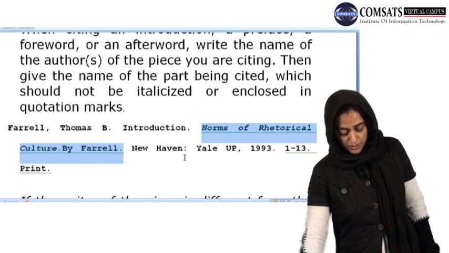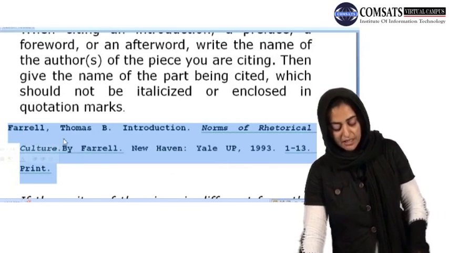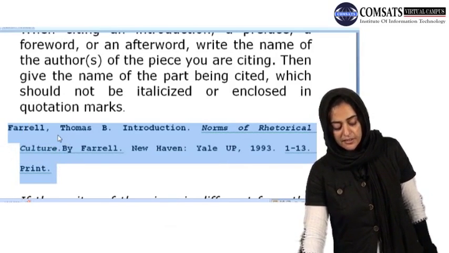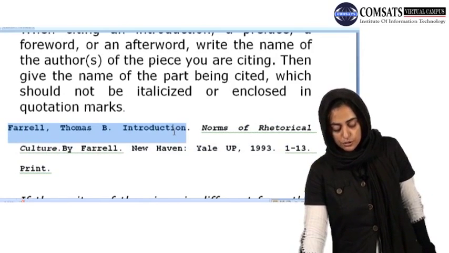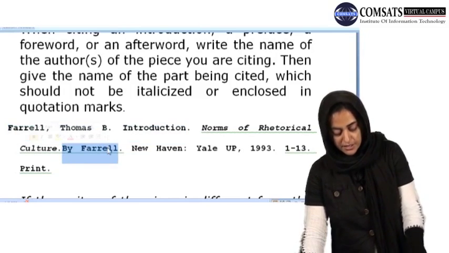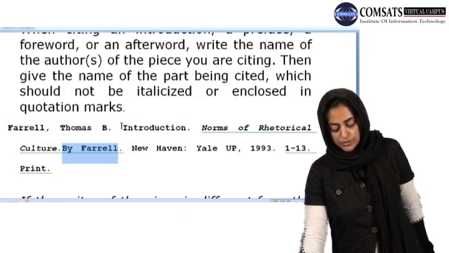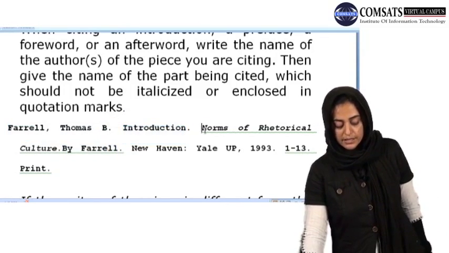Kindly note one thing over here, dear students: in this particular example, the person who has written this introduction is also the author of the whole book. Mr. Farrell is the one who has written the introduction as well of the book that he has himself written, Norms of Rhetorical Culture.